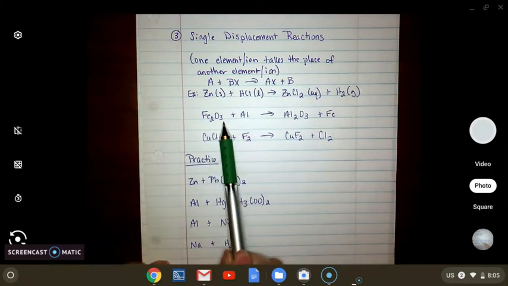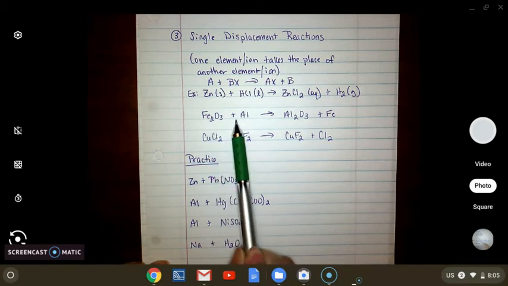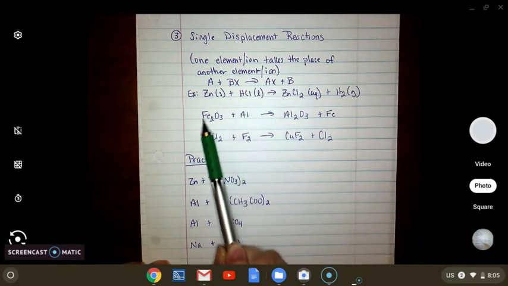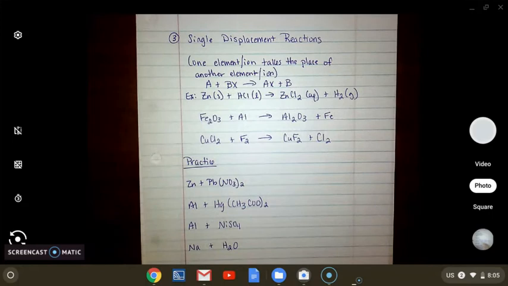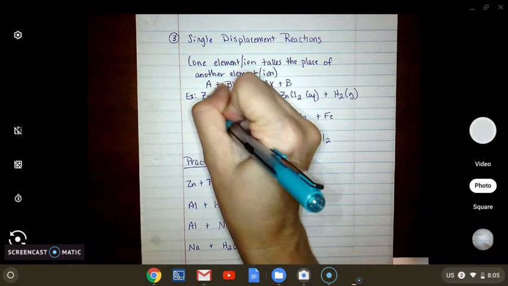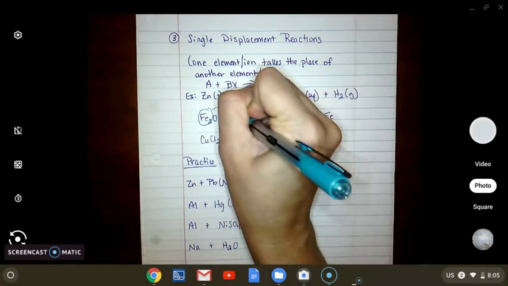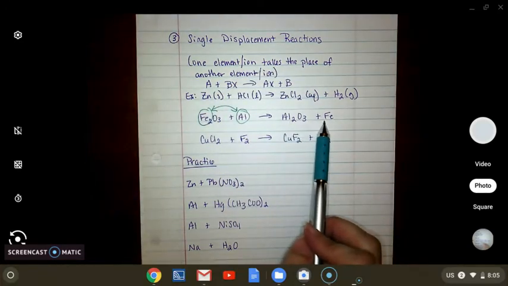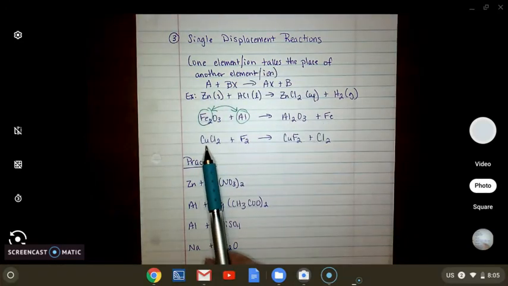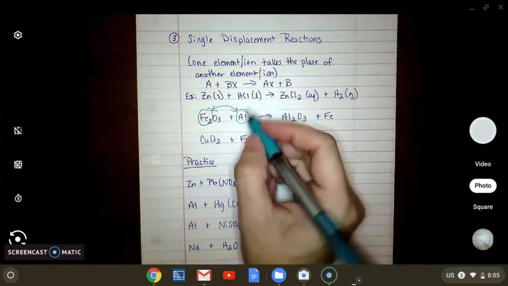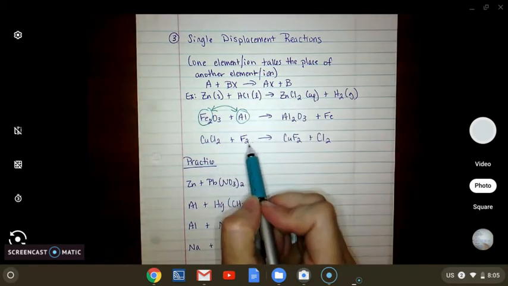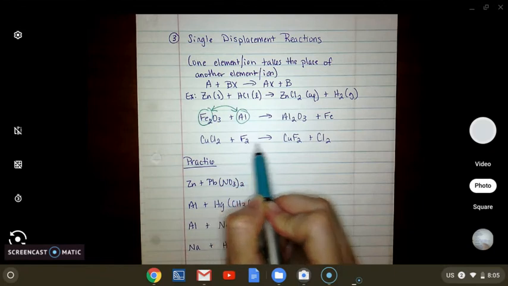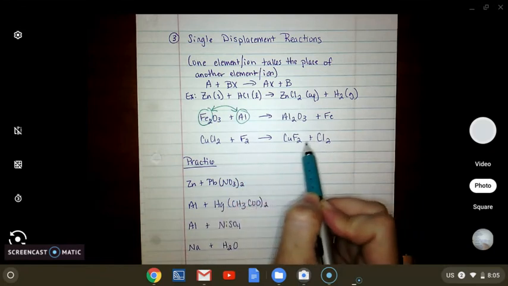This one, you have iron 3 oxide plus aluminum. Aluminum takes the place of iron. So these two right here are switching places. So now it's aluminum oxide plus iron. Same thing with copper 2 chloride plus fluorine. In this one, because these are both nonmetals, that's what's switching places.